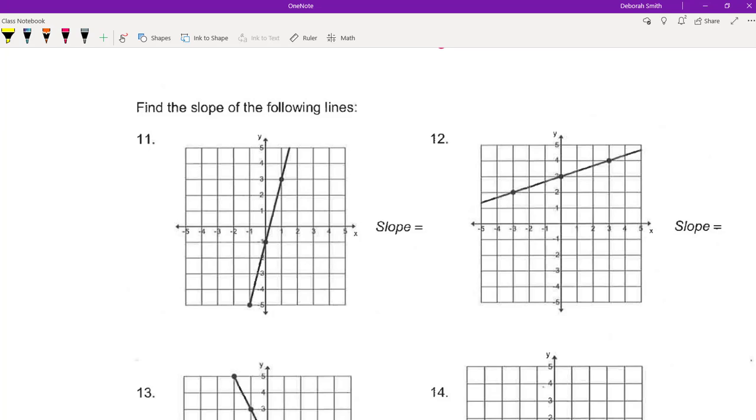Find the slope of the following lines. Okay, so we've done quite a few of those yesterday. So this is where you draw the vertical side of the triangle. You count the side lengths. Make sure you pay attention to the numbers. And then your horizontal side lengths. So it's always the vertical to the horizontal.